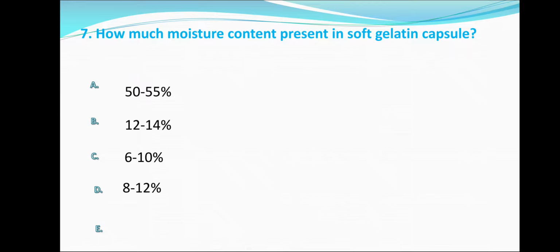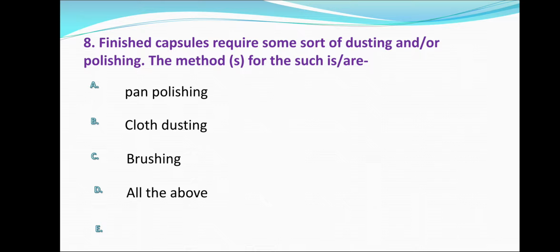Next question. How much moisture content is present in soft gelatin capsule? Options are 50 to 55%, 12 to 14%, 6 to 10%, 8 to 12%. The correct answer is 6 to 10%. Next question. Finished capsules require some sort of dusting and or polishing, and the methods are pan polishing, cloth dusting, brushing, all of the above. The correct answer is all of the above.